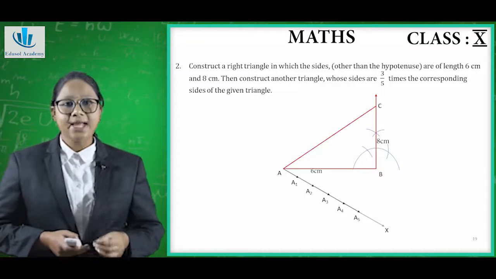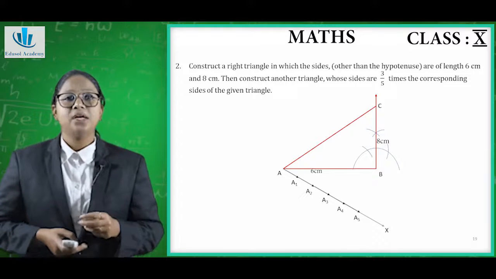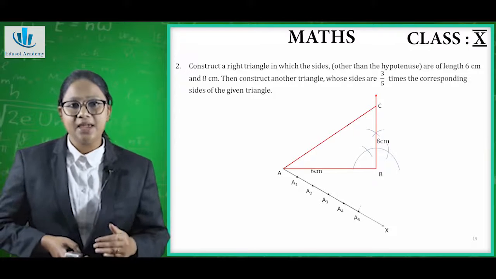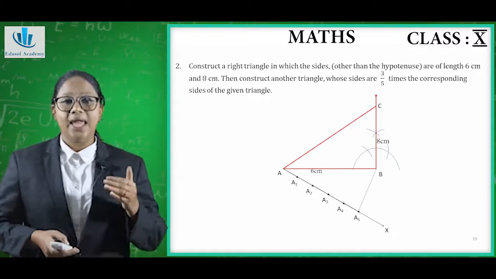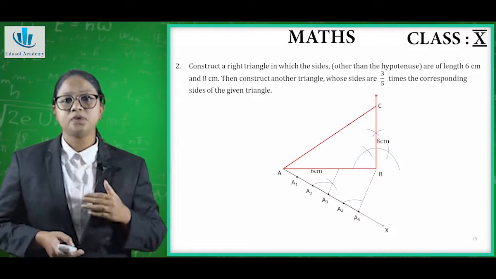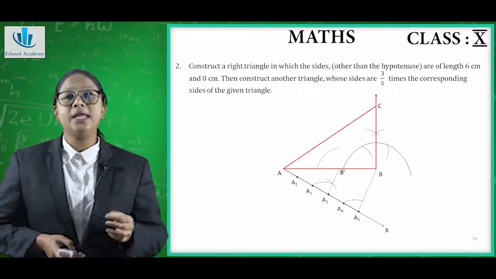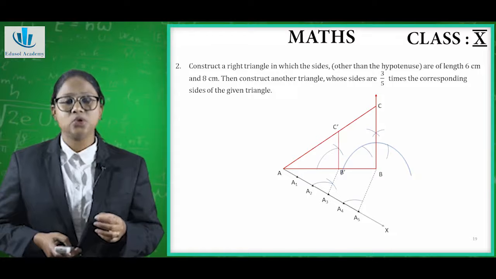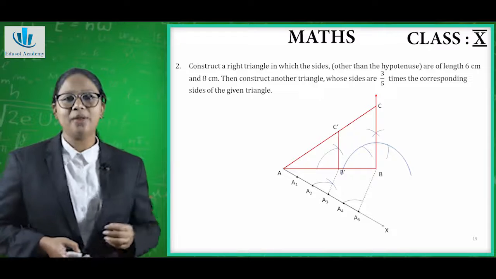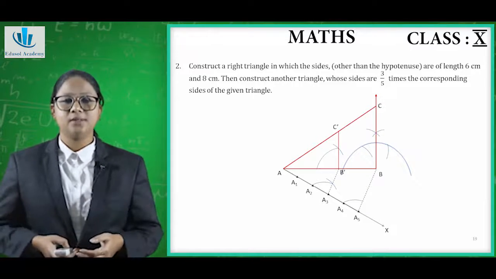Now draw AX with 5 divisions because the ratio is 3 by 5. So there are A1, A2, A3, A4 and A5. Now connect A5 to B. From A3, draw another line that is parallel to A5B. So name the new point as B dash. From B dash, draw another line that is parallel to BC. So name the new point as C dash. Now we got our required triangle, the small one, named A, B dash, C dash. That is also a right triangle.